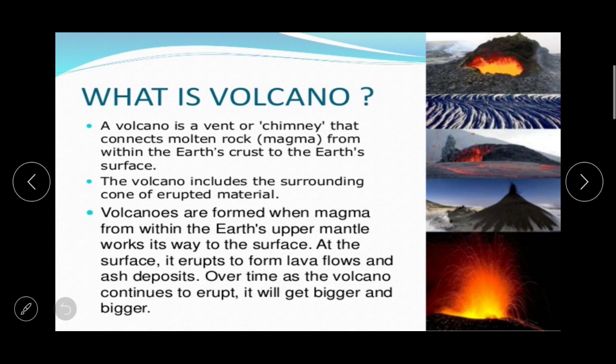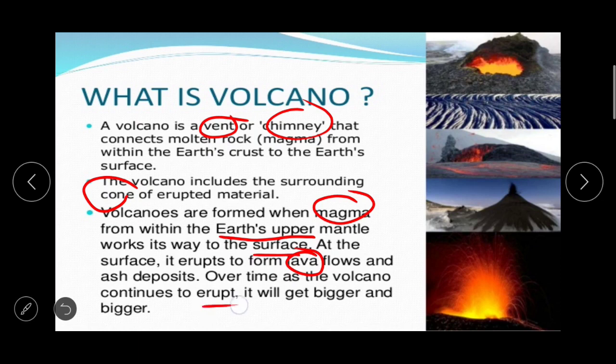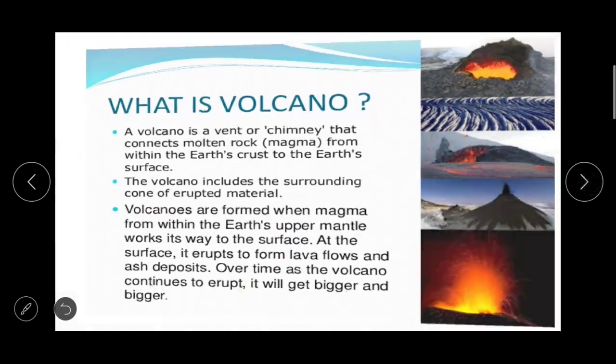A volcano is a vent or chimney that connects molten rock, that is magma, from within the earth's crust to the earth's surface. The volcano includes the surrounding cones of erupted material. Volcanoes are formed when magma from within the earth's upper mantle works its way to the surface, and at the surface it erupts to form lava flows and ash deposits. Over time, as the volcano continues to erupt, it will get bigger and bigger.